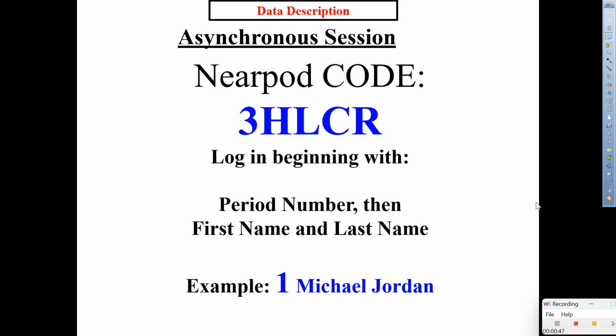All right. The code for today's presentation, 3HLCR. So, even though it is a page from your book, I am going to include a screenshot of those problems in there. Is that okay with you guys? All right. Just checking.